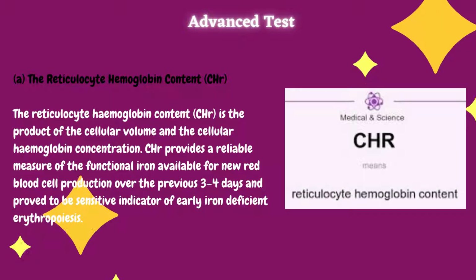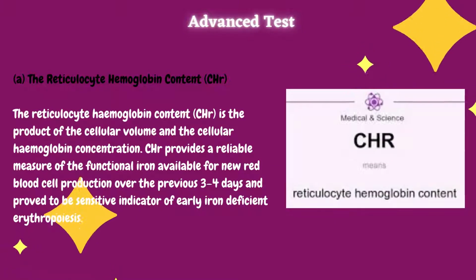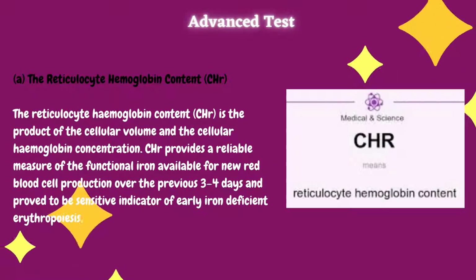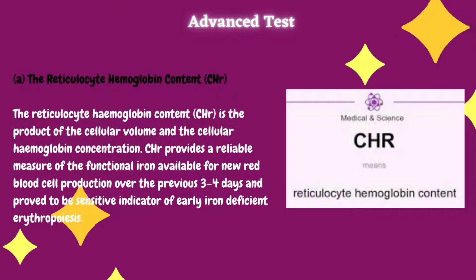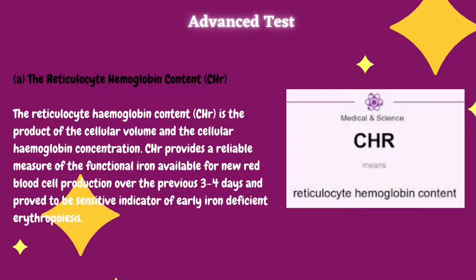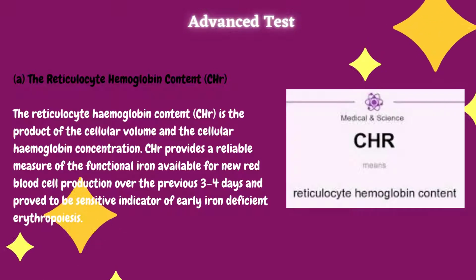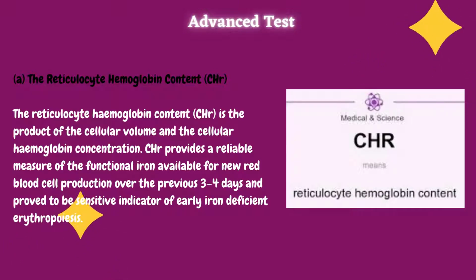Firstly, the reticulocyte hemoglobin content. The reticulocyte hemoglobin content is the product of the cellular volume and the cellular hemoglobin concentration. Reticulocyte hemoglobin content provides a reliable measure of the functional iron available for new red blood cell production over the previous 3 to 4 days and proved to be a sensitive indicator of early iron deficient erythropoiesis.